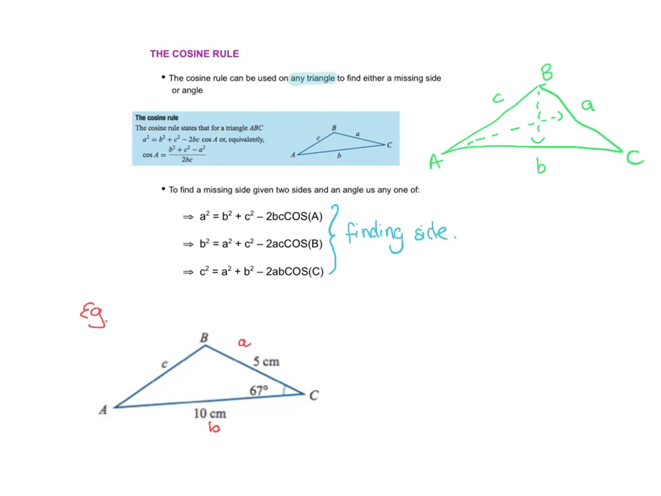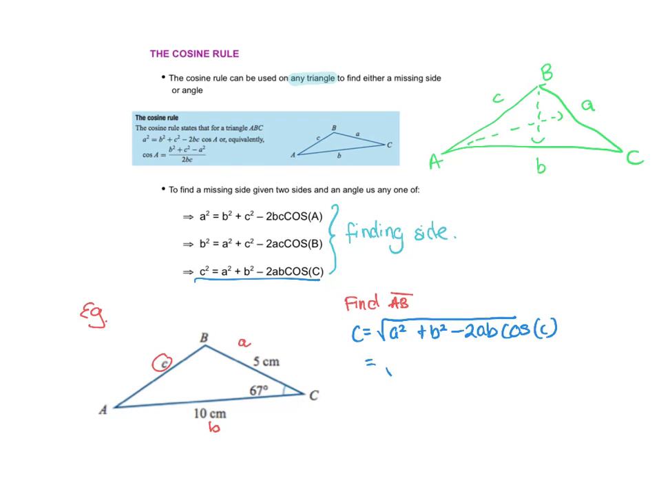Now, I think the question wants us to find line AB, so C essentially. So if we're finding C, we'll use the version of formula like this. So we will write C equals, now I'm going to write the square root because I want to find C, not C squared. So the square root of a squared plus b squared minus 2ab cos C.